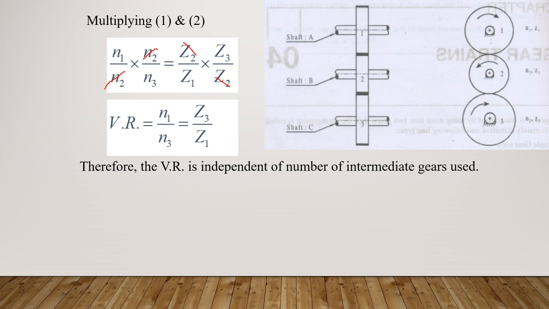So this is the velocity ratio. If you are writing the train value, we have already seen that train value is nothing but the reciprocal of the velocity ratio. So it is n3 by n1 equal to z1 by z3. This is about the velocity ratio and train value.